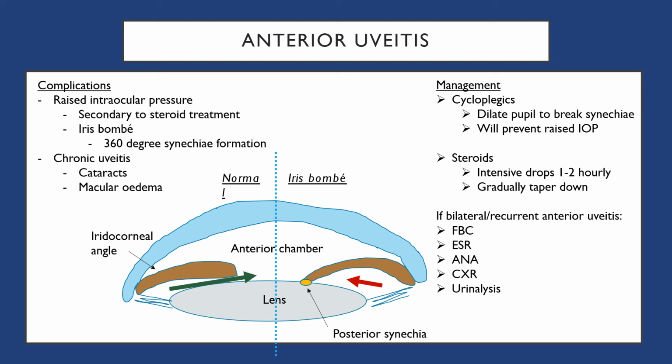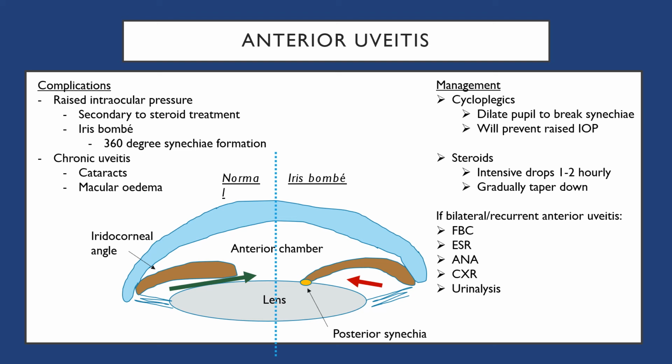In terms of management of these patients, you need to give them cycloplegic drugs. So these are drugs that dilate the pupil and help break synechia. So if you can imagine where the brown iris is, if you imagine that gets fully dilated, so it pulls away, you actually won't get the formation of synechia, so you won't get this problem of aqueous humour drainage.